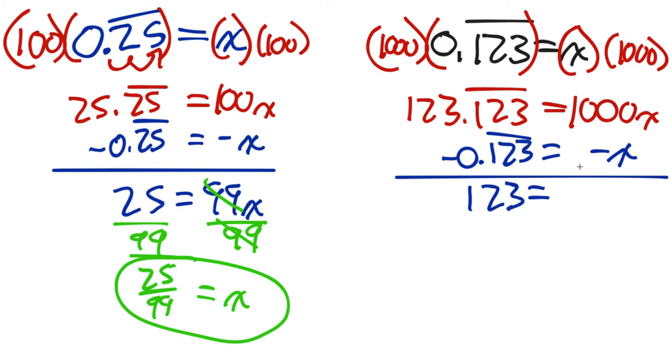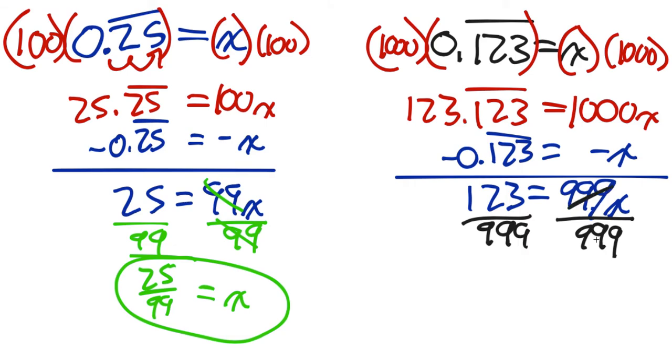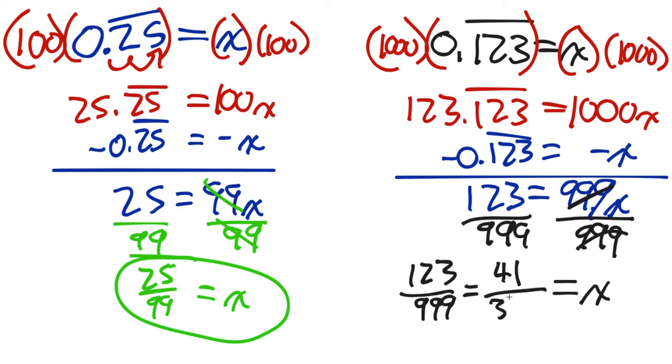On the right-hand side, I have 999x. Now I've got to divide by that coefficient of x. That was 999. So I'm going to divide both sides by 999. The 999s cancel on the right-hand side, so I'm left with x equals 123 over 999. Ooh, this can be simplified because both the numerator and denominator are divisible by 3. So on the top, that will become 41, and the bottom, that's 333.